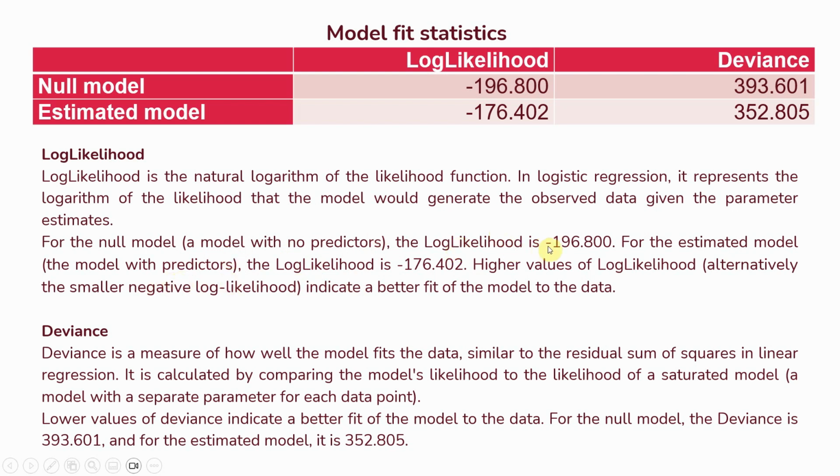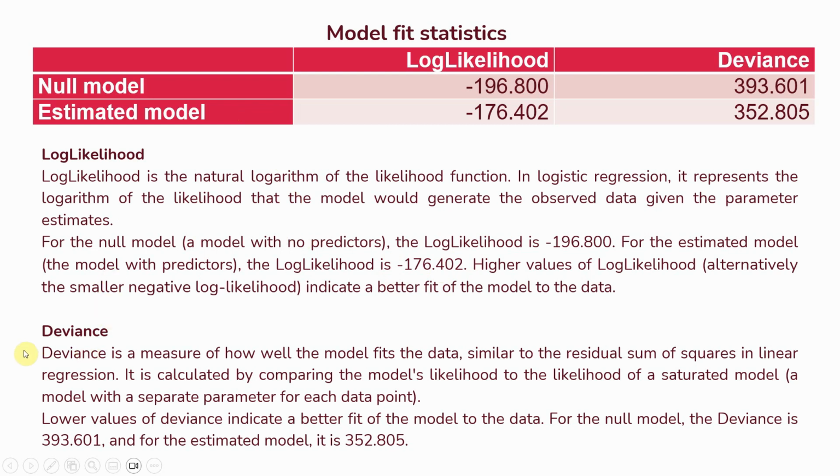If you look here, the log likelihood is minus 196.800 for the model with no predictors at all. And the one that has predictors has a log likelihood of minus 176.402. Higher values of log likelihood, or alternatively, a smaller negative log likelihood, indicate a better fit. In this case, the model with predictors has a smaller negative value. This means that the model is a good fit. There is a significant improvement from the null to the estimated model.